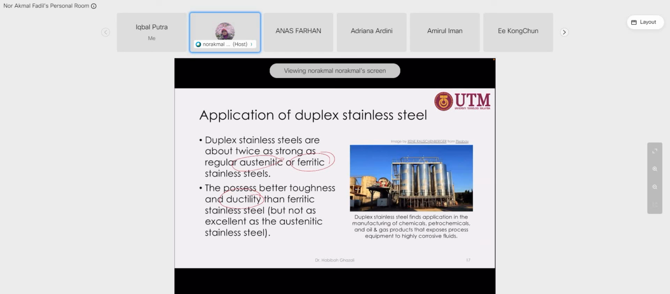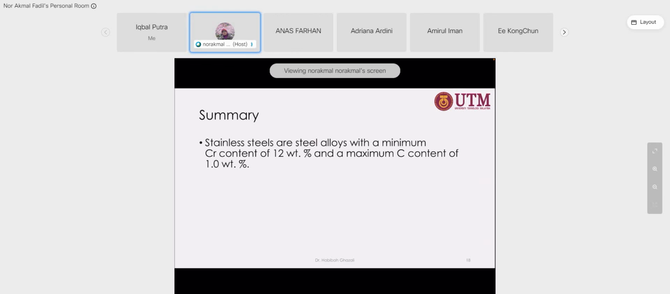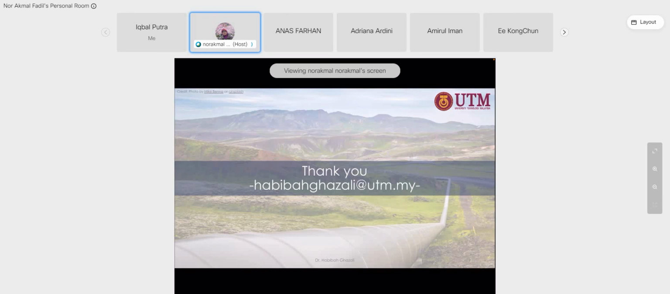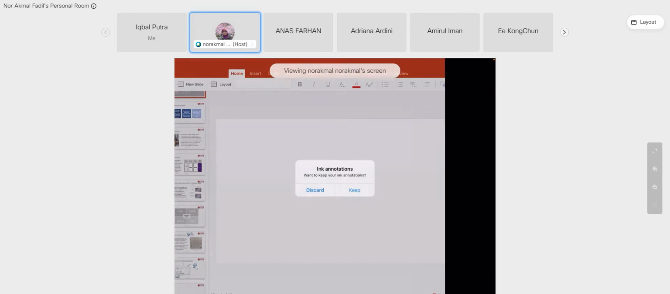So in short, stainless steels are steel alloys with a minimum chromium content of 12% and up to 1% carbon content. Chromium is added to steel to increase its resistance to oxidation or corrosion. Stainless steels are classified according to the main microstructural constituent. The four classes are ferritic, austenitic, martensitic, and duplex. I think that's all for this topic.